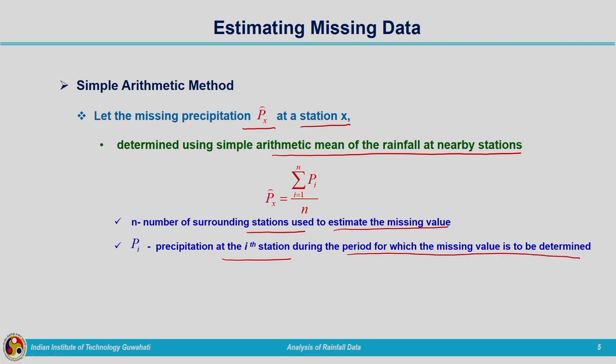We know certain periods, for example 1 month, may be missing, or sometimes when we collect time series data for long years, 1 year of data itself will be missing. So, in such cases, certain other techniques should also be used. This is the simple method which is used if we are having annual data missing. We will use the arithmetic average of the data collected from the neighboring stations, and that is assumed as the missing data.